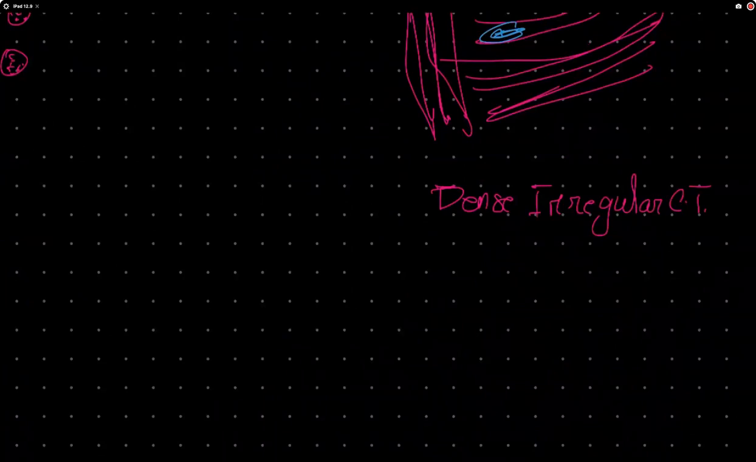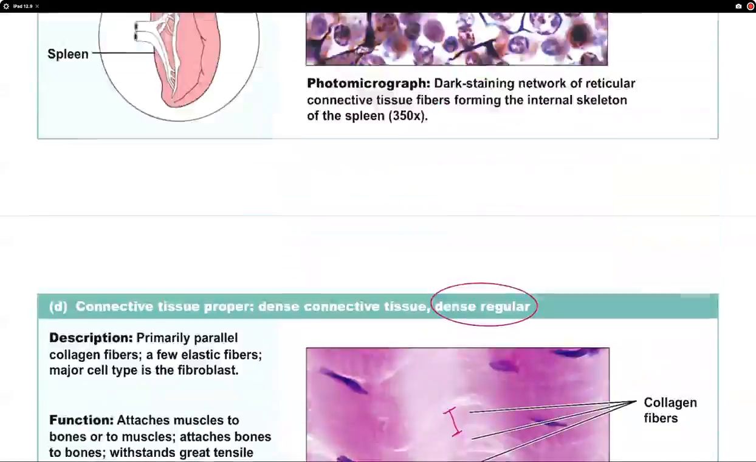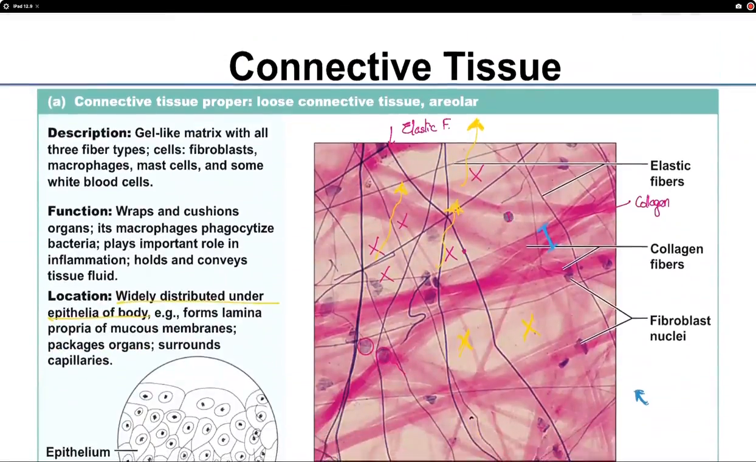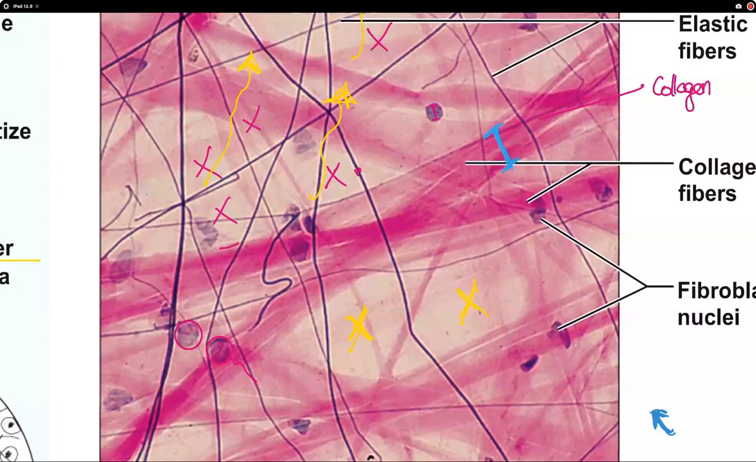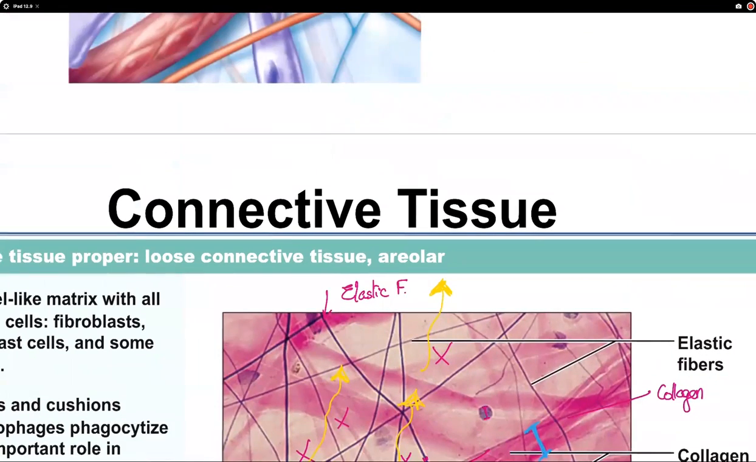So we can see on here, you can see collagen fibers, elastic fibers, and lots of spaces in between those fibers. So this is going to be a type of loose connective tissue. What type of loose connective tissue has collagen fibers, elastic fibers, and the fibroblasts scattered around in those large spaces between the fibers? This is going to be my areolar connective tissue.